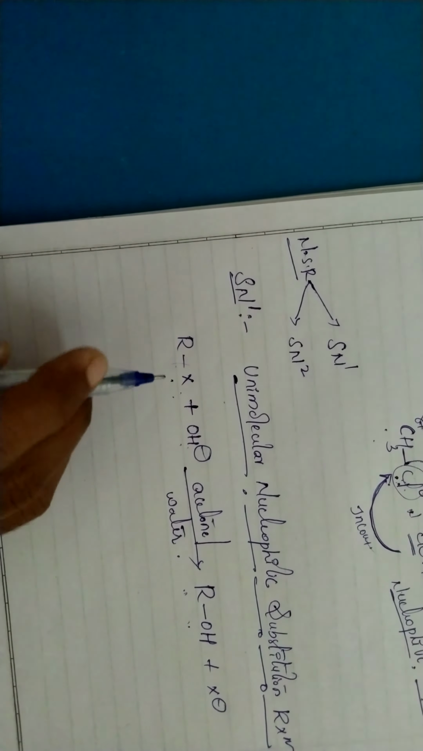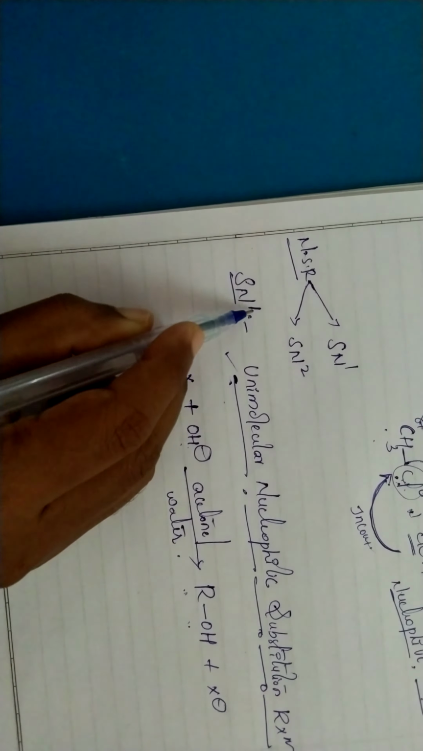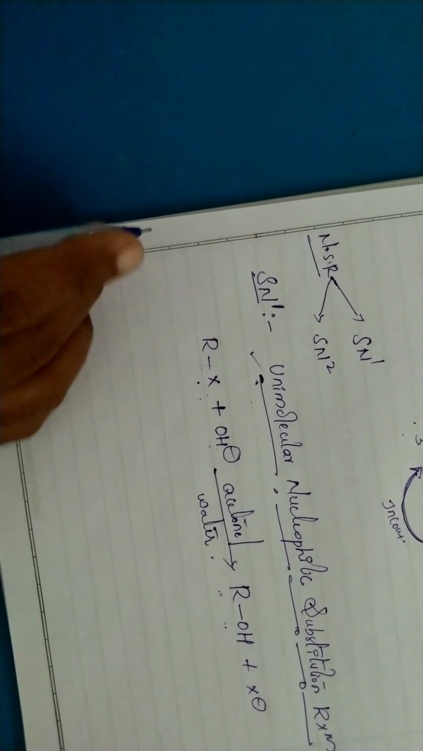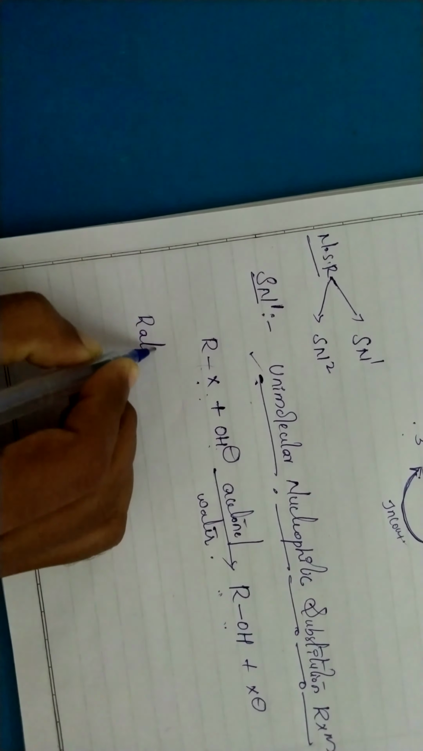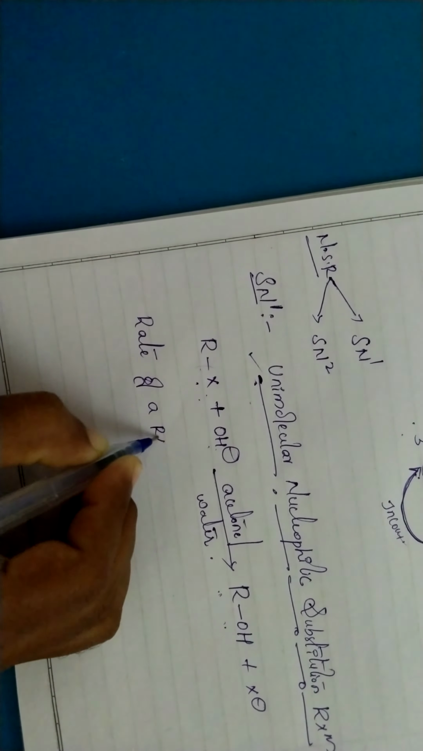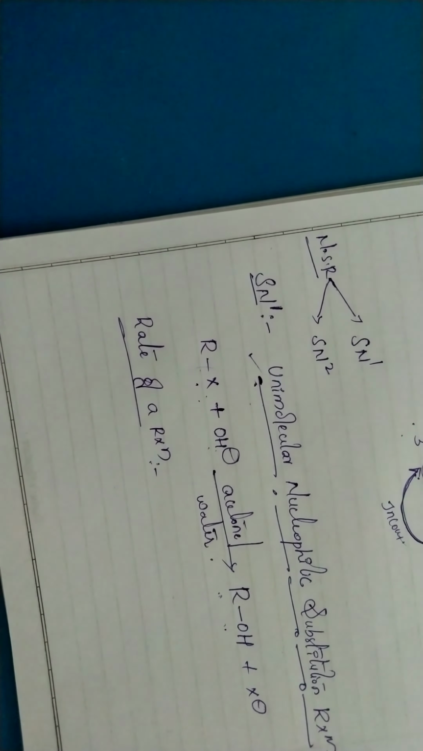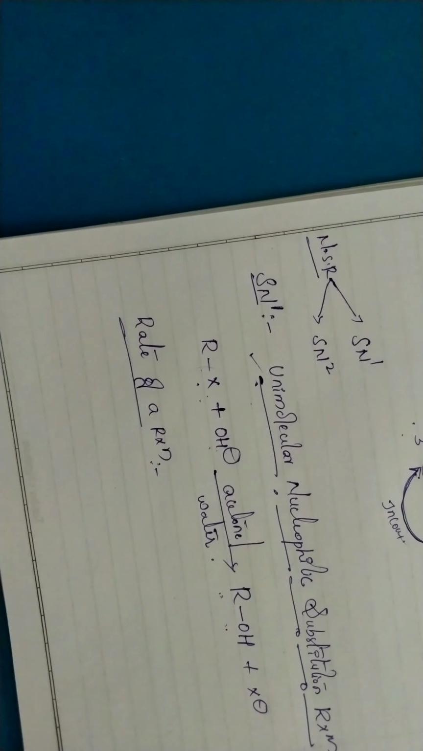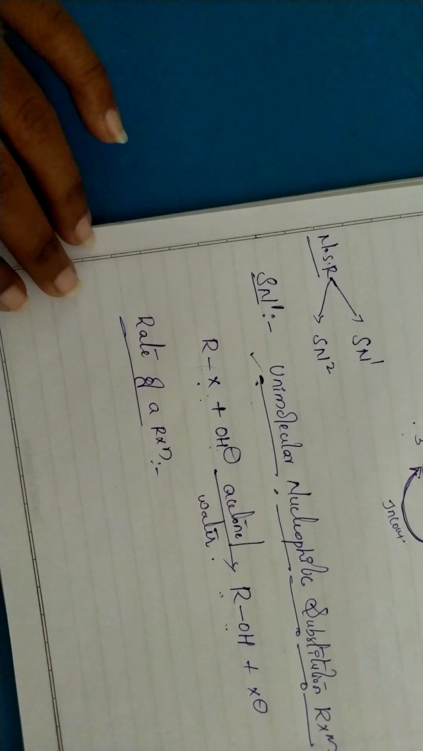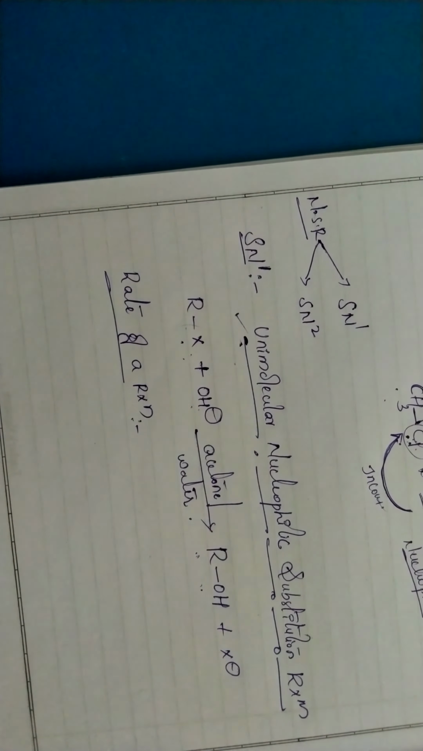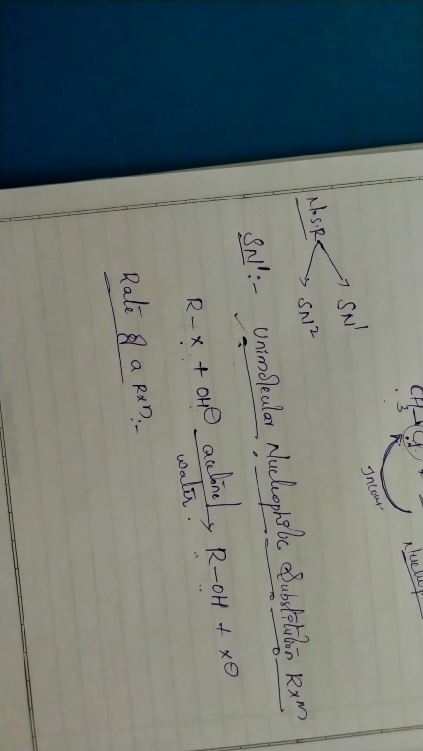Why are we calling this unimolecular? Why it is one here? See, we have to talk about the rate of a reaction. So in this particular topic we have to learn about rate of a reaction. What is meant by rate? It is nothing but the speed of a reaction in a given time. That means how much speed it is in the reaction.